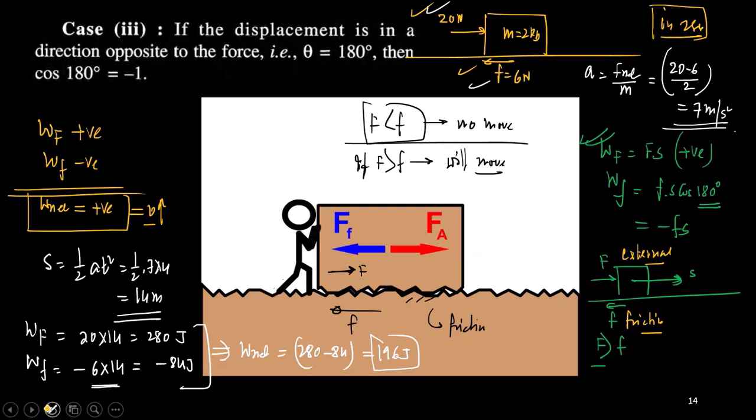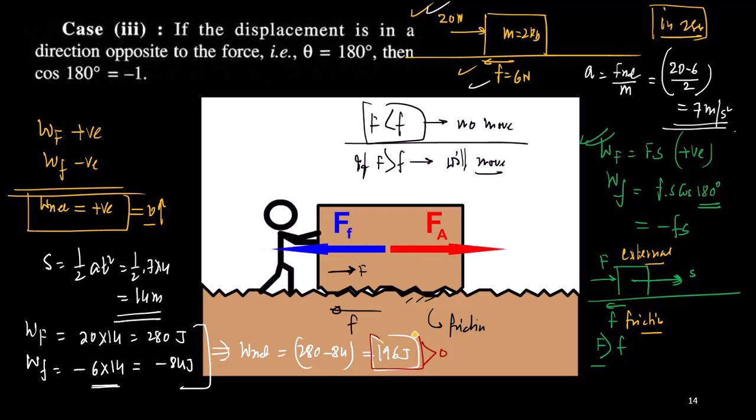Once I get the net work, I can conclude that since the net work is positive, the velocity or the speed of the body will increase. So net work is basically increasing the speed. That means it is increasing the kinetic energy. Increase in speed means increase in kinetic energy. So net work is converted to kinetic energy.